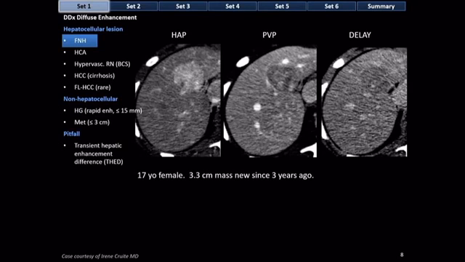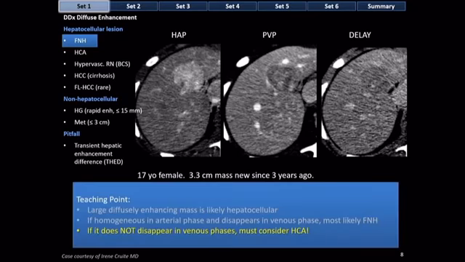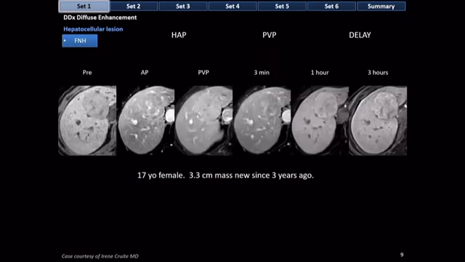It quote-unquote washes out in part to become darker than the liver, and notice that it's heterogeneous in the portal venous phase and delayed phase. So you would not want to call this an FNH. You definitely would want to get additional workup. So the teaching point here is that if it does not disappear in the venous phase, you must consider other entities, including hepatocellular adenoma, and that's what was done in this case.